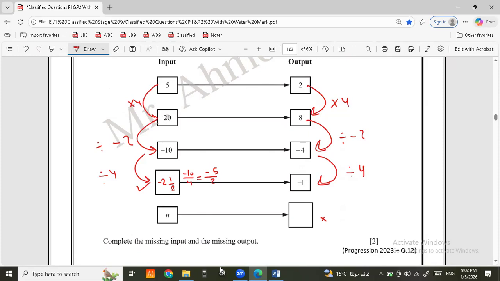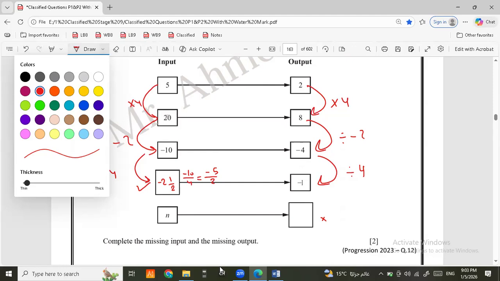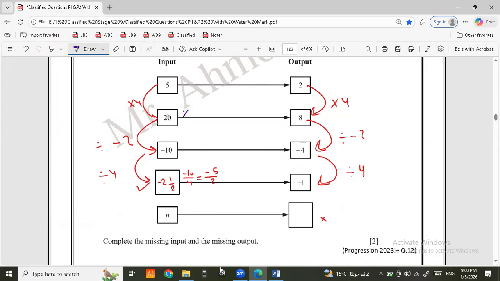Many other students could not actually get what happens to n. I know that it is tricky to notice this, but if you noticed, you're going to find that the 20 got multiplied. I'm going to change the color of the pen. The 20 got multiplied by 2, then divided by 5. So the 20 multiplied by 2 is 40. 40 divided by 5 is 8.